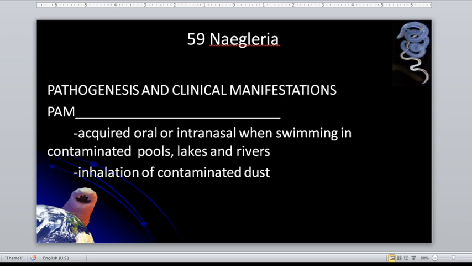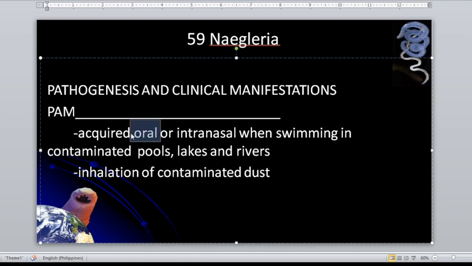Acquired oral or nasal. Ma'am, how about that one? Acquired orally or intranasally when swimming in contaminated pools, lakes, and rivers. But you have there the term oral. When the water goes through your oral cavity, but accidentally it goes through your nasal mucosa, that is the time that it can infect and enter the nasal mucosa. Hindi ibig sabihin dahil nainom mo, pumunta sa stomach mo, mai-infect ka. No, it is always through the olfactory nerve.